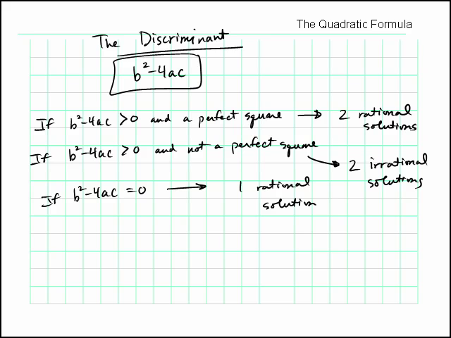And there's one other possibility. If the discriminant is less than 0, then that means we're going to have two imaginary, or complex imaginary, solutions. Okay, those are all the possibilities. Let's do a couple examples of how we would use the discriminant here.